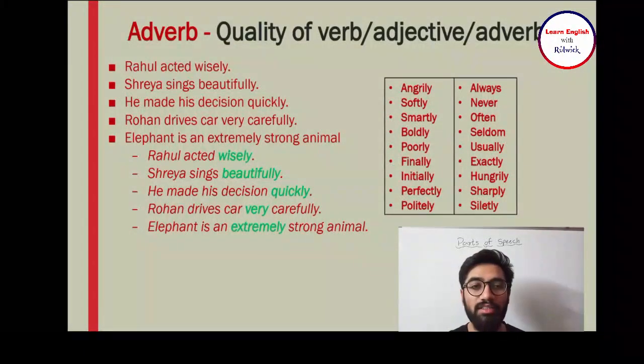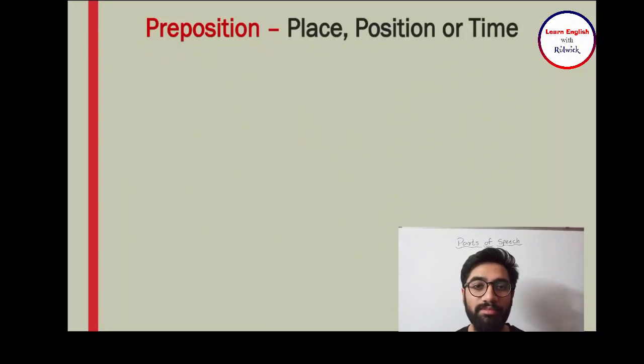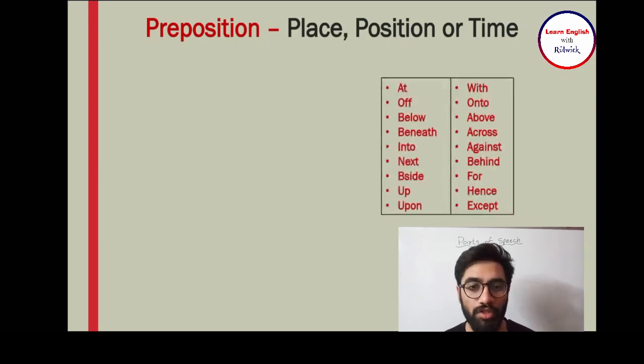Moving ahead, the next part is preposition. Prepositions are the words which help us to identify place, position or time of the objects. So let's have a look at the table. There are more than 100 prepositions, so we cannot cover everything about prepositions in this video, but let's try to understand it in brief. Here is a table which talks about some of the prepositions. These are at, with, off, onto, beneath, across.